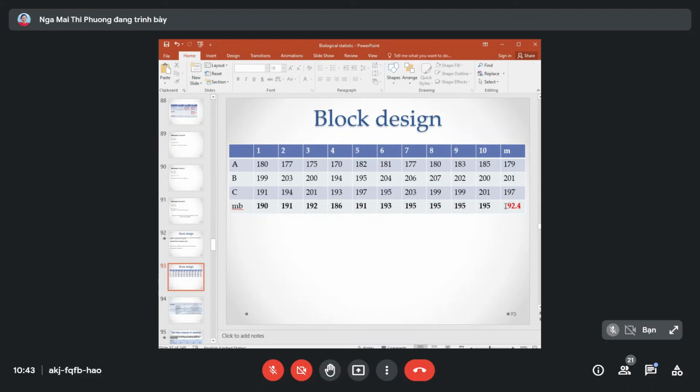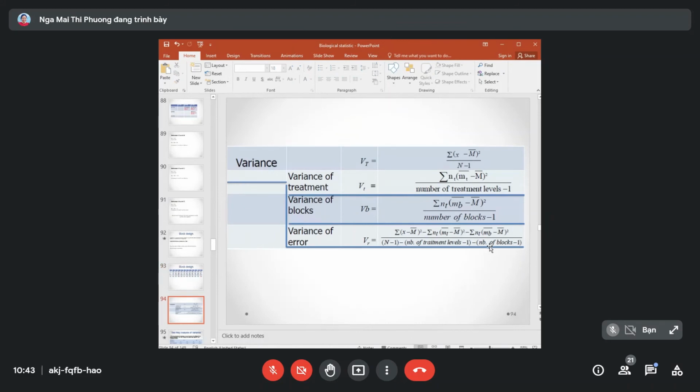See, this is the total mean. We calculated it before. So the additional value here is the mean of block, because you have 10 blocks. So you have a new variance, which is the variance of blocks. Variance of total, the same. Variance of treatment, the same. You have a new parameter, the variance of error.